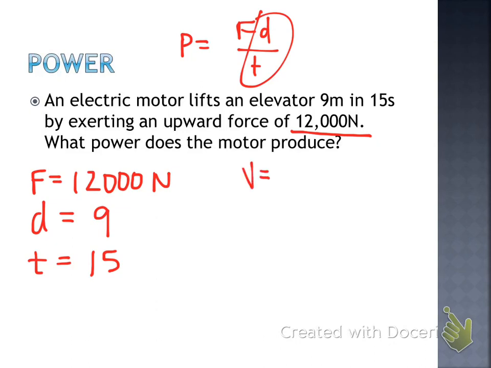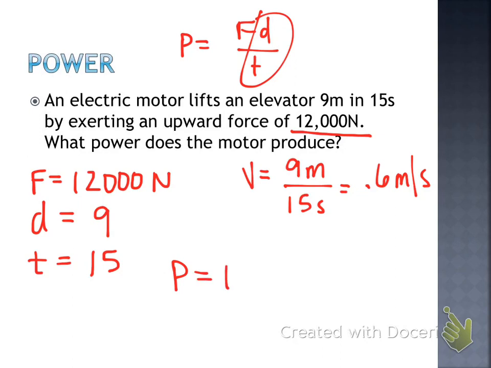So if we did velocity, we would take 9 meters over 15 seconds and get about 0.6 meters per second. Then we could say power is equal to force times velocity. Right, you could put that all into one equation if you wanted to. That's fine.